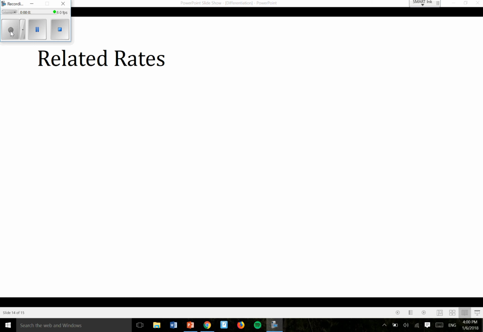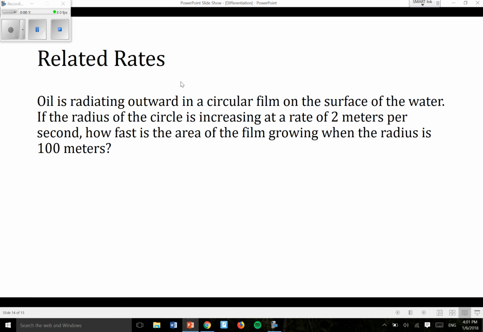To end our lesson on differentiation, we're going to do two types of example problems. The first of which is everyone's favorite, related rates. Really don't freak out about related rates. They're not as hard as you think. And we'll see that when we do an example together.